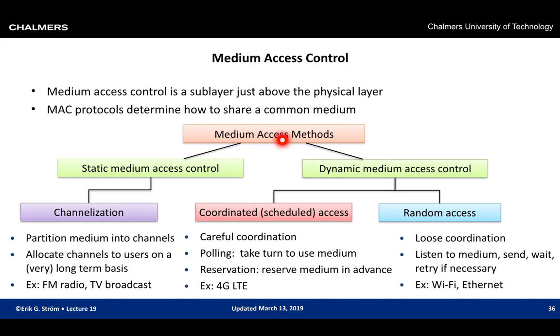And then out of all of these methods, there are static and dynamic. Of the static, basically just one subfamily is called channelization. For the dynamic, there is coordinated and random access. And there are some examples here.